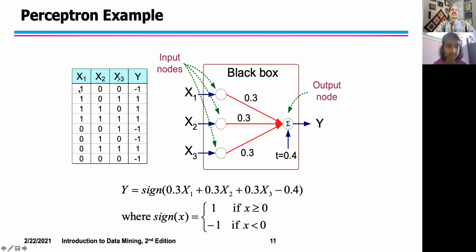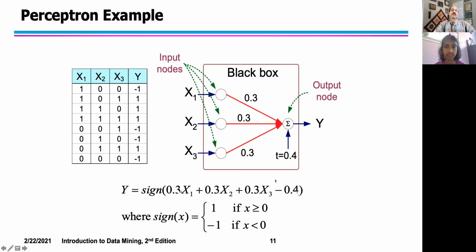So for instance, take the first example, x1 is 1. So 0.3 times 1 is 0.3. So second input is what? In the first row? 0. 0 times 0.3 is 0. And the third input? It'll be 0 again. 0 times 0.3 is 0. So the sum of these first 3 terms is? 0, 0, and the first term was 0.3. 0.3 plus 0 plus 0 is 0.3. And there is a bias.